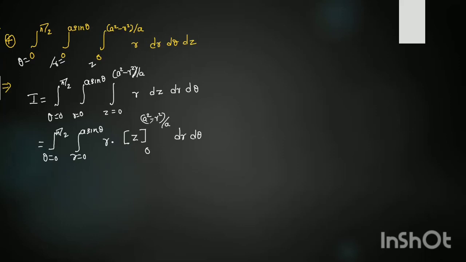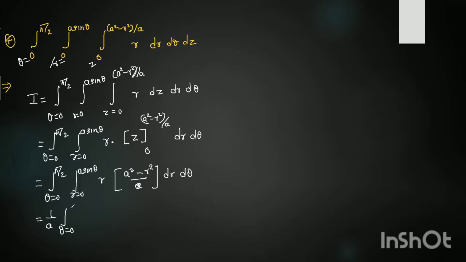So in place of z, I need to substitute both the limits. The lower limit is 0, so no need to worry about that. We have to only substitute the upper limit. So if I substitute the upper limit, r is equal to 0 to a sine theta, r in bracket a square minus r square divided by a, dr d theta. Let me simplify. Let me take 1 by a outside because it is a constant term, and remaining is r a square minus r cube.